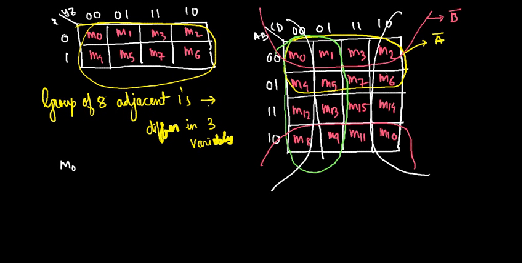For the green one, tell me, what remains constant? Yes. What about this white one? X, D bar. Is that okay? Is anyone facing any difficulty here in finding adjacent ones?